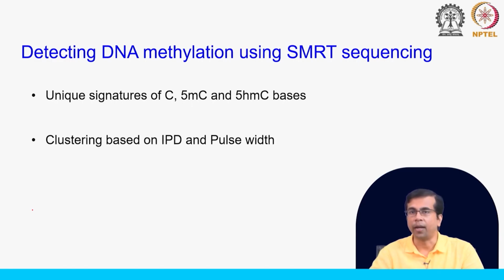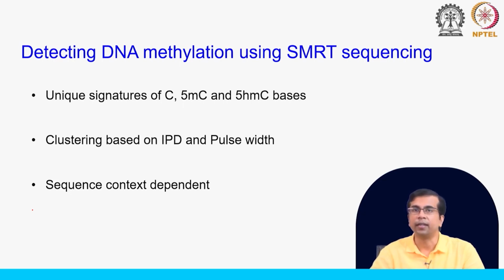So, using these IPD and pulse width parameters, they could cluster out these unmethylated cytosines, 5mC and 5hmC bases, and see these different clusters, based on which they could identify the modification. But what I have just mentioned is dependent on the sequence context. So, if you change the sequence context, it is likely that the signals, these IPD ratios, etc., will change.